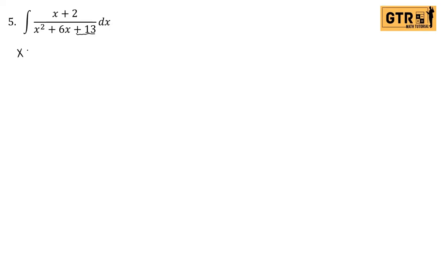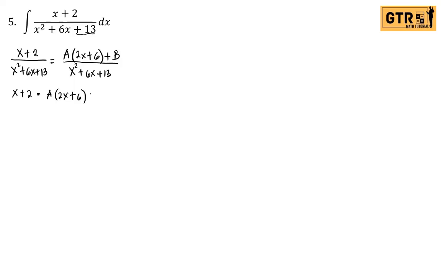Okay, so we have x plus 2 over x squared plus 6x plus 13. So that is equal to A times the derivative of x squared plus 6x plus 13. That is 2x plus the derivative of 6x, which is 6. The derivative of 13 is 0. Okay, plus B over x squared plus 6x plus 13. So we have the same denominator, so we can simply cancel this by multiplying both sides of the equation by x squared plus 6x plus 13. So therefore, we have x plus 2 equals A times (2x plus 6) plus B.